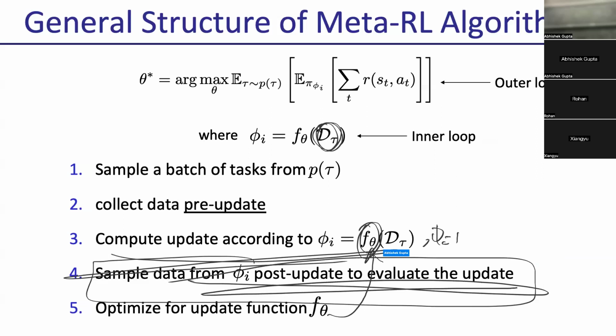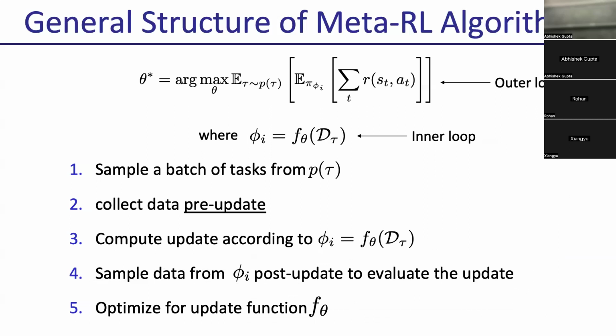function f theta, right? So what I did is I started with my inner loop, which is going to start from phi naught. It's going to go to phi 1. I'm going to collect some data in phi 1. I'm going to see how good was this update rule, and then I'm going to affect the parameters of the update rule to make it better, right? So it's like a bi-level optimization where you collect some data pre-update, you update things, you evaluate how good was your update, right? And then you improve the parameters of your update rule.